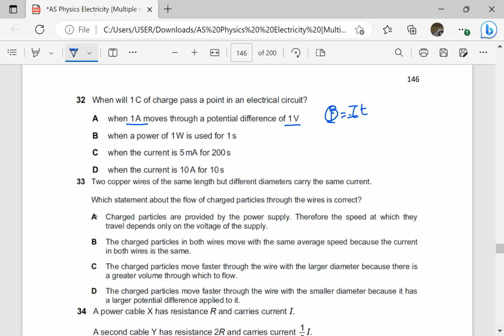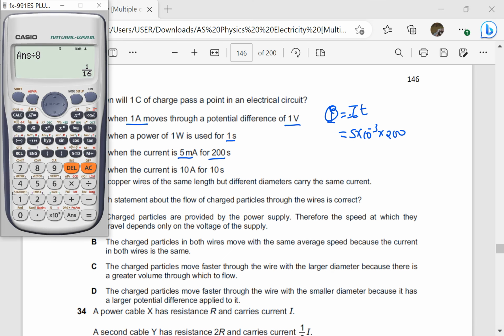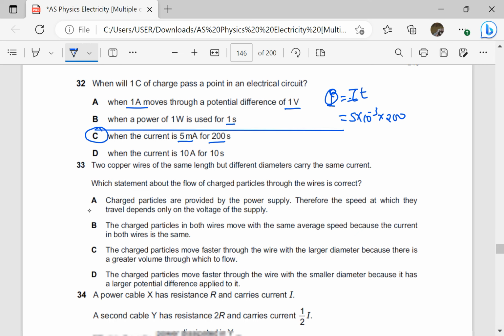When a power of 1 watt is used for 1 second, that is, I think, energy, not charge. When the current is 5 milliamperes for 200 seconds, let's check that one. Current is 5 times 10 power negative 3, then times 200, which is 1. So the answer is going to be C, because this gives us 1. So our answer is C.